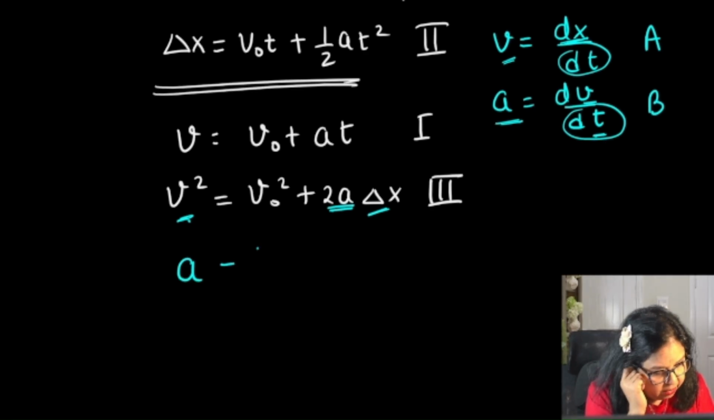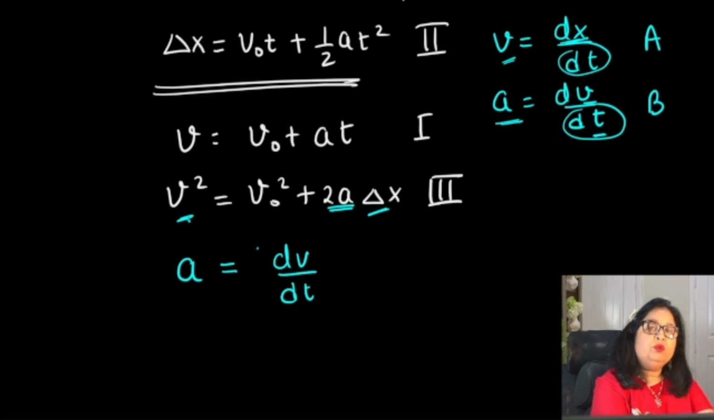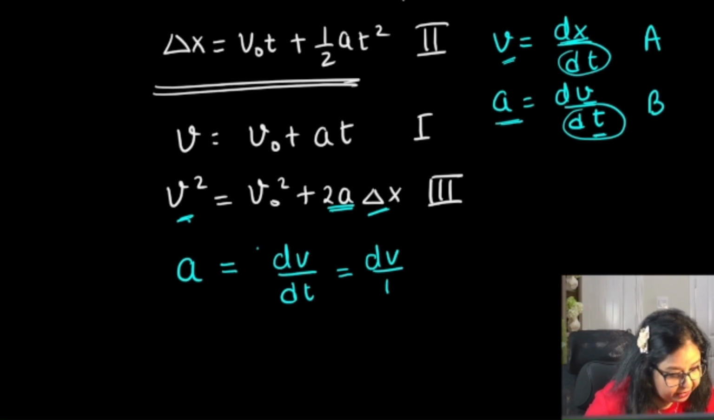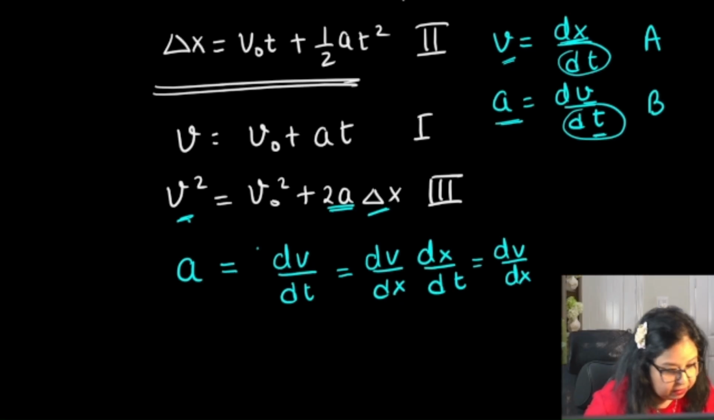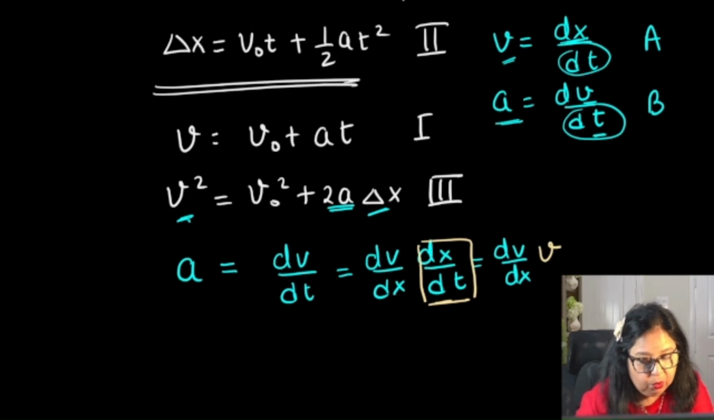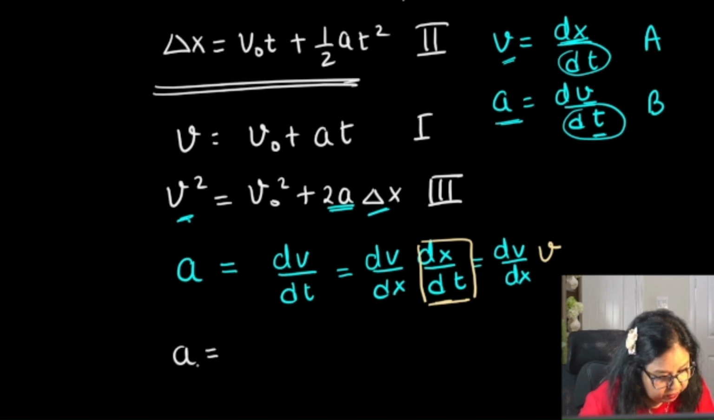We know that equation B is a equals dv over dt. Here we are going to use a little trick. We're going to use the chain rule. We're going to say that dv over dt can be written as dv over dx times dx over dt. What does this give us? dv over dx and dx over dt. We know that dx over dt is equal to v. So we now have an equation a equals dv over dx times this v. How about bring it in front?